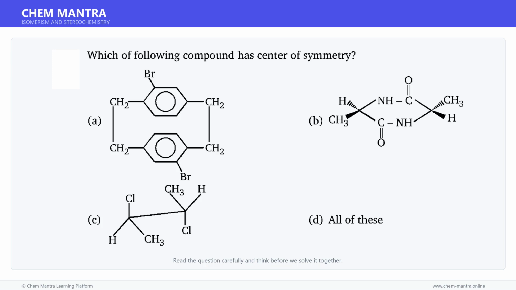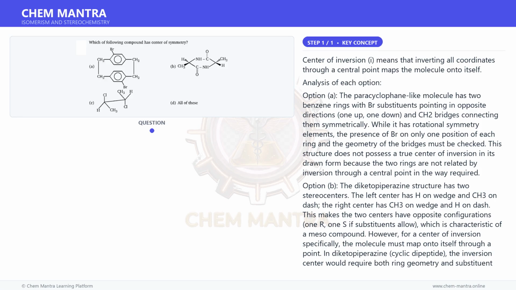Here is a question. Read it carefully and think about the answer. Let us solve it step by step. Let us first understand the key concept here. Center of inversion, i, means that inverting all coordinates through a central point maps the molecule onto itself.